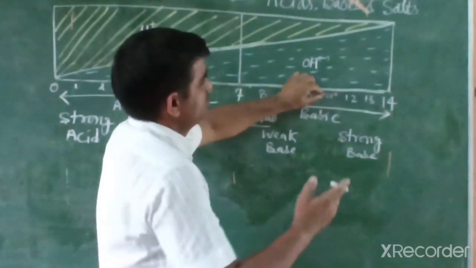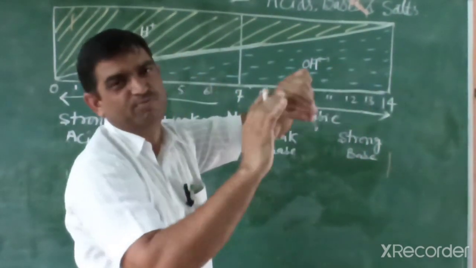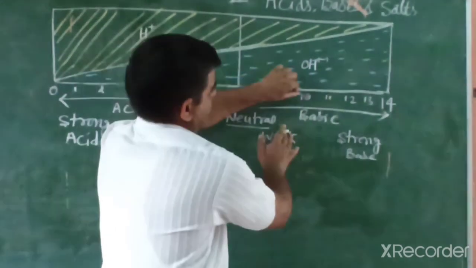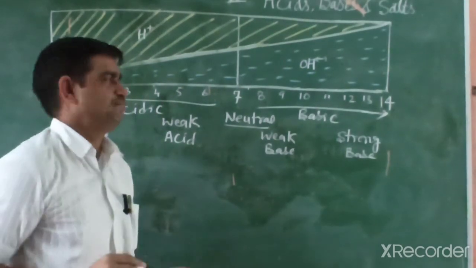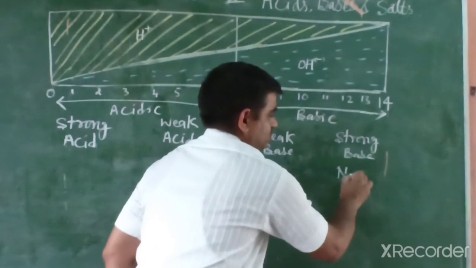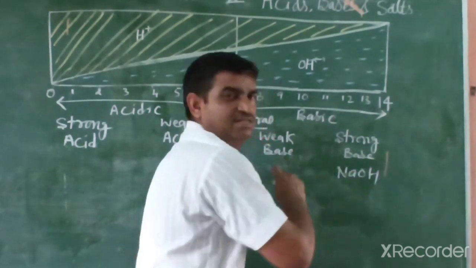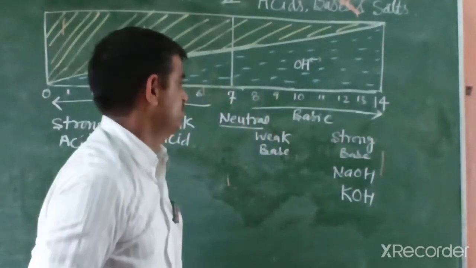Or you can say further next means very violet would be observed, that is blue color. So that is base, or you can say strong base. So we know some examples of chemicals like strong base. We observe sodium hydroxide in this range and potassium hydroxide. These two chemicals we easily remember.